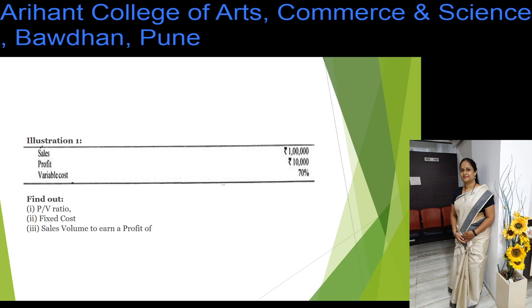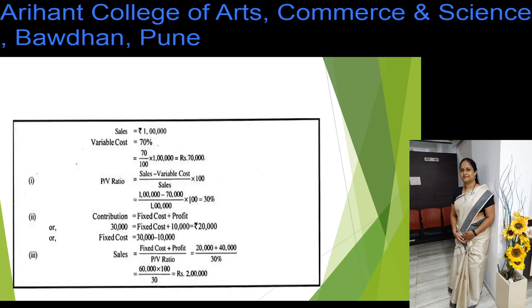Now you have profit of 10,000 when your sales is 1 lakh. If you want to earn 40,000 profit, how much sales you will need to make? Okay. So let us first find out fixed cost, PV ratio. So we have sales 1 lakh. And variable cost is given 70%. So 70 divided by 100 into 1 lakh, 70,000 is your variable cost.